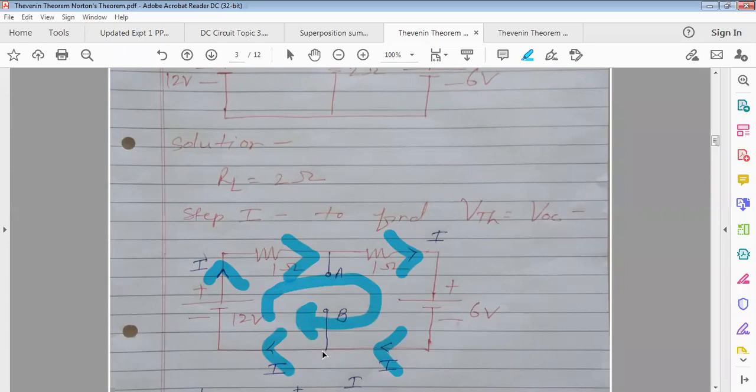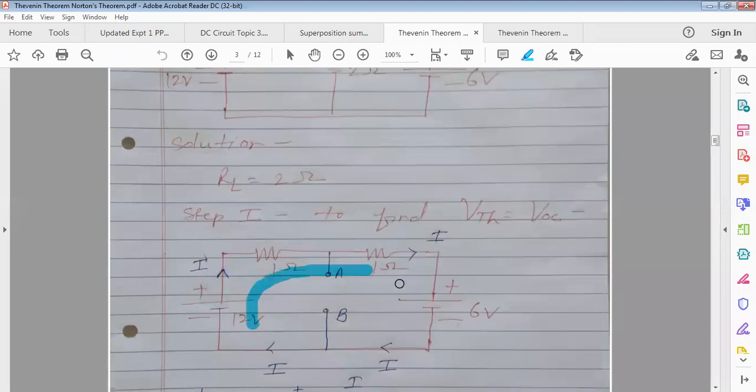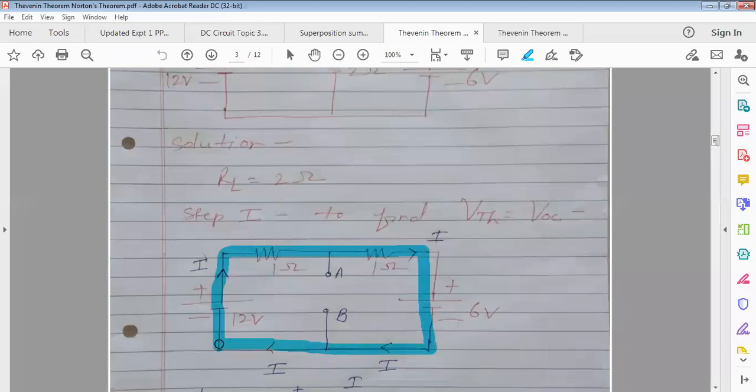Can I apply KVL to outer larger loop? Yes, to this loop. This 12 volt, 1, 6 volt, this one. Can I apply KVL to this loop? Yes, ma'am. Okay.